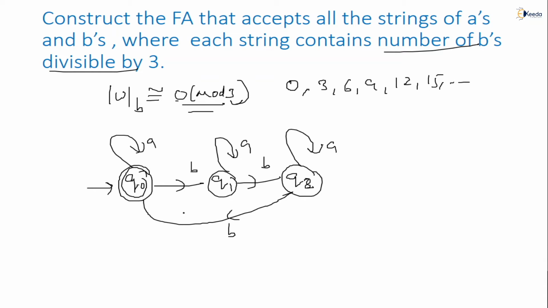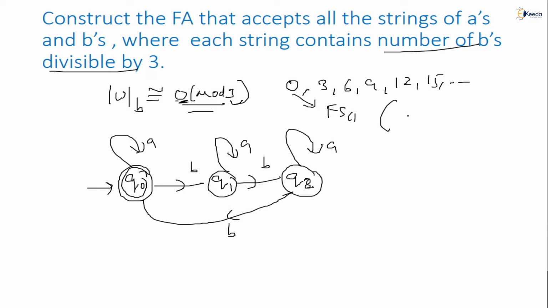I hope you are all getting this. Now, whatever the remainder is, that is going to be the final state, because we are interested in accepting epsilon also, correct? Epsilon means 0 B's. For 0 B's we should also accept, so that must be the final state.